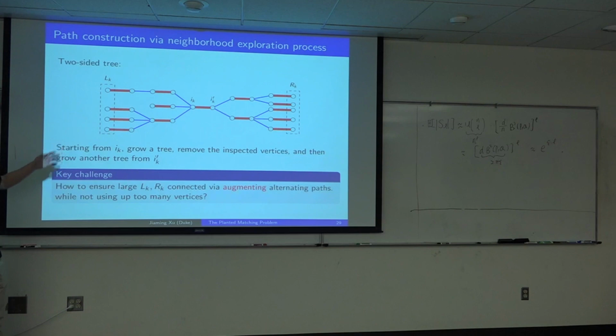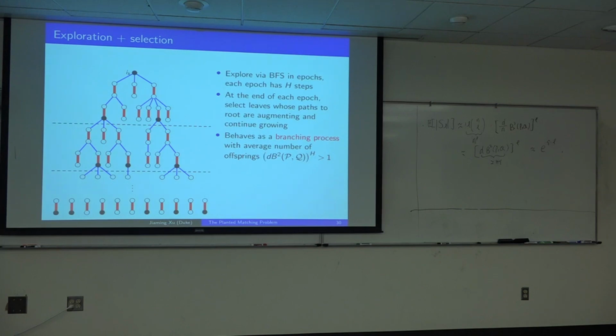So to find many such LK and RK, we want to make sure that at every stage we do not use many vertices. Okay, so how do we exactly do this? One natural way is to do the standard branching process, just starting from one edge, looking at the neighbors, then the neighbors' neighbors, and so on and so forth. That's a standard way. But it turns out that if you follow that way, you will use too many vertices, because you also want to make sure the paths are augmenting.